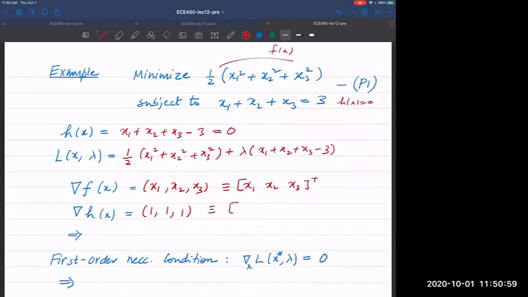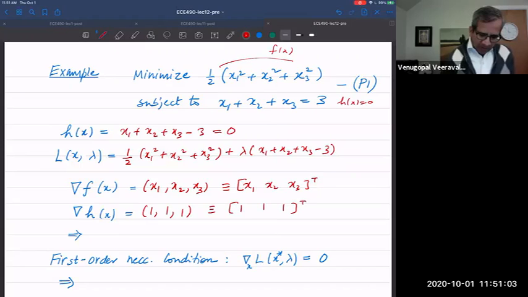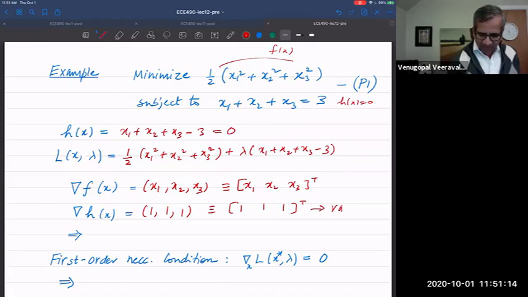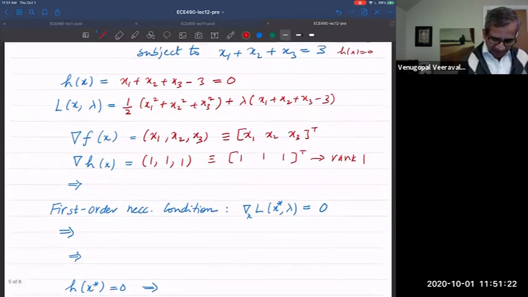Well, what's the rank of this gradient of h then? 1. It's just 1. And so rank is equal to m. m is equal to 1 in this case. And this is not a function of x. So this means that every x is regular.